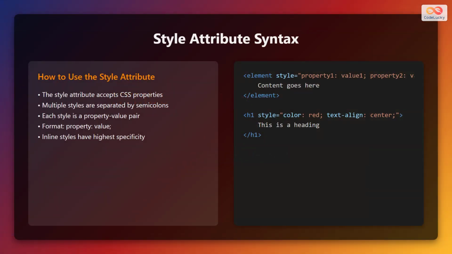Let's explore how to use the style attribute. The style attribute accepts CSS properties. We can apply multiple styles to an element. Each style is separated by semicolons. Each style is defined as a property value pair. The format is property: value semicolon.